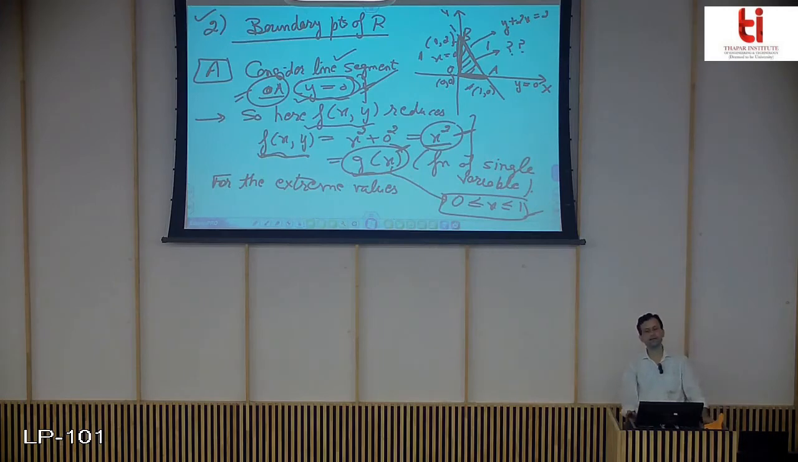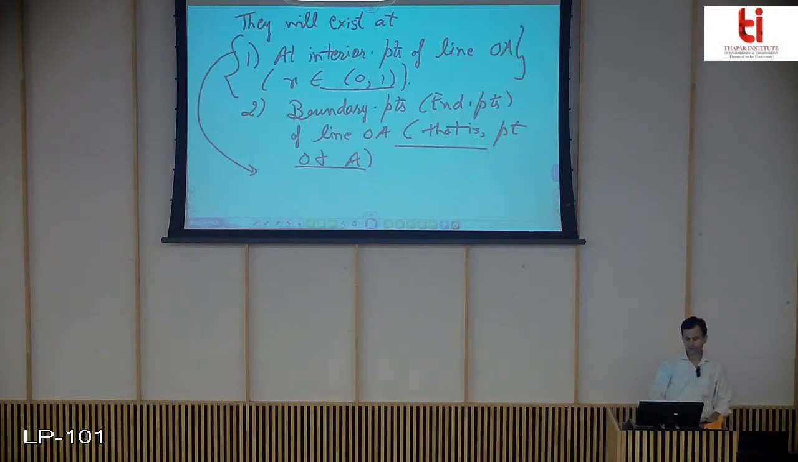Now we have to find the maxima and minima of f(x,y), which has been reduced to g(x) equals x squared on the interval 0 to 1. From where does this interval come? It comes from the values of x on the line segment OA, where O is (0,0) and A is (1,0), so x varies from 0 to 1. In this way, the concept of extreme values for single-variable functions comes into the picture, and it says they will exist.